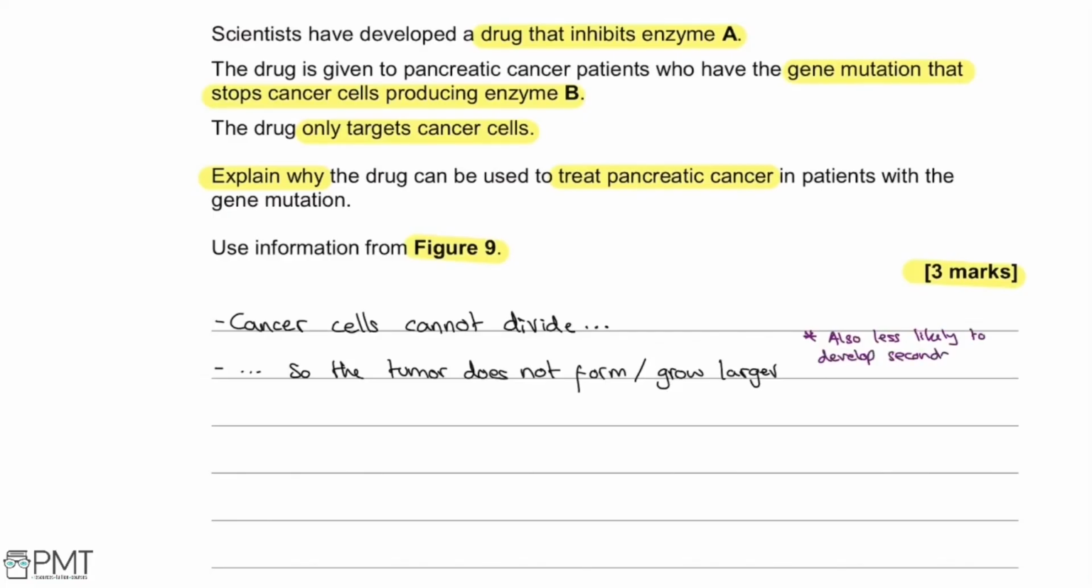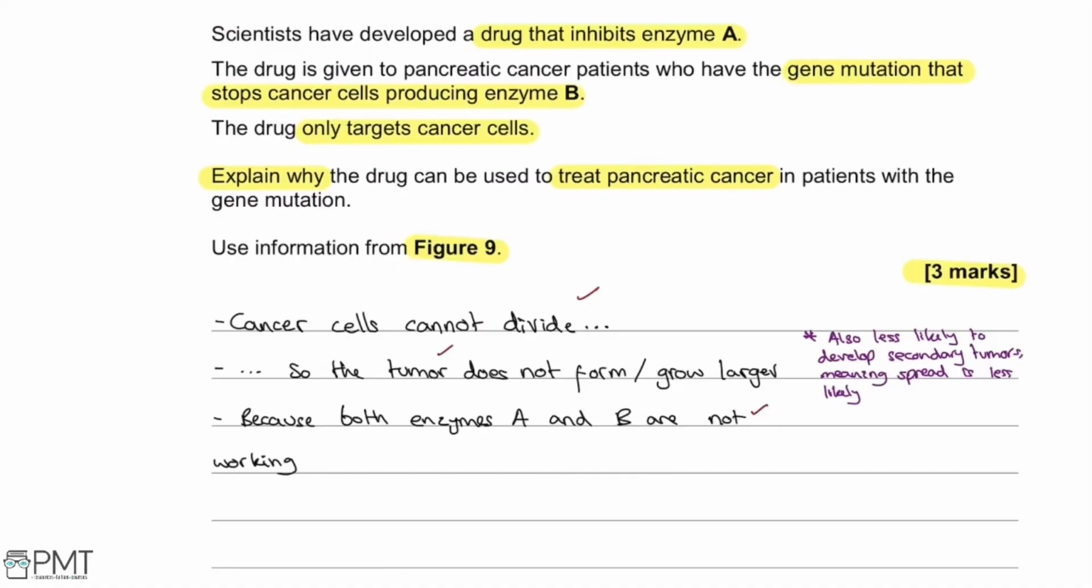larger. This drug can also help to prevent the spread of the cancer because it stops the patient from producing secondary tumours around the rest of the body. And for that last mark, we just have to clarify what we were thinking about earlier. The cells cannot divide because both enzymes A and enzymes B are not working.